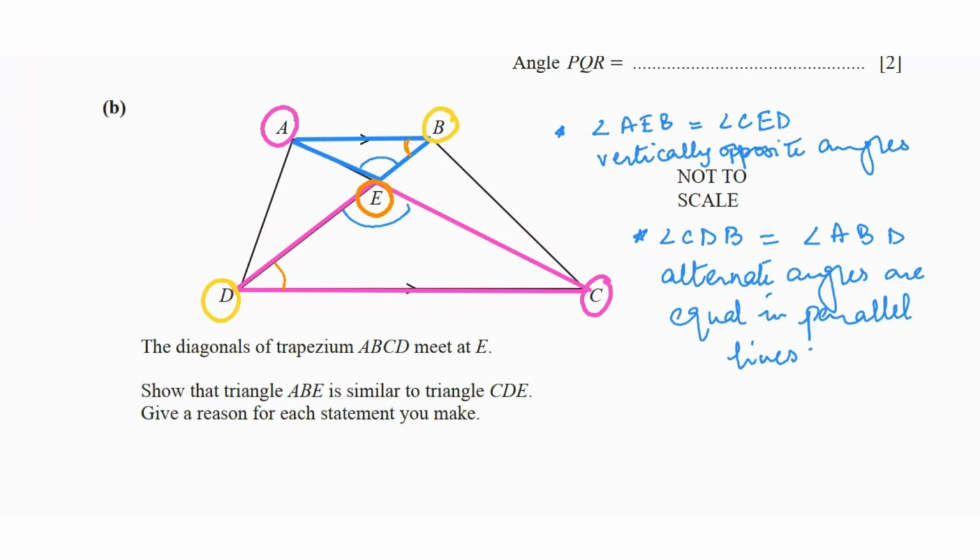And then this is also alternate angle, this one and this one, which means angle BAC equals angle BCA. Once again, alternate angles are equal in parallel lines. So these are the three reasons which show that triangle ABE is similar to triangle CDE.